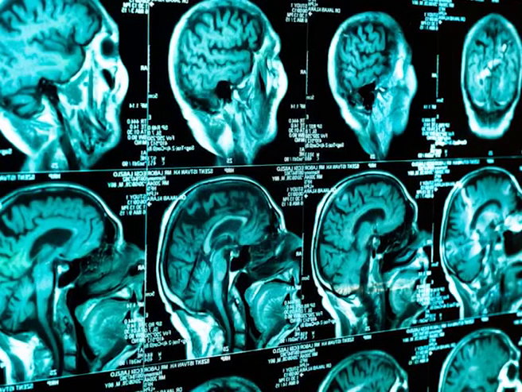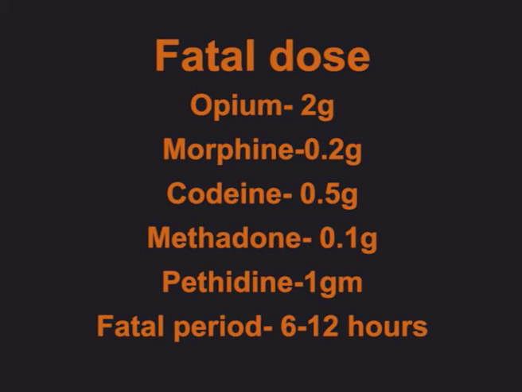Long-term use of opium drugs increases a person's death risk by almost twice as much as any other cause, including heart disease, respiratory conditions, and cancer. Death may happen due to renal failure, heart failure, or brain damage. The fatal dose and period may vary, and are mentioned here as approximations. Fatal dose: opium 2 grams, morphine 0.2 gram, codeine 0.5 gram, methadone 0.1 gram, pethidine 1 gram. Fatal period is around 6 to 12 hours, but it depends on case to case.